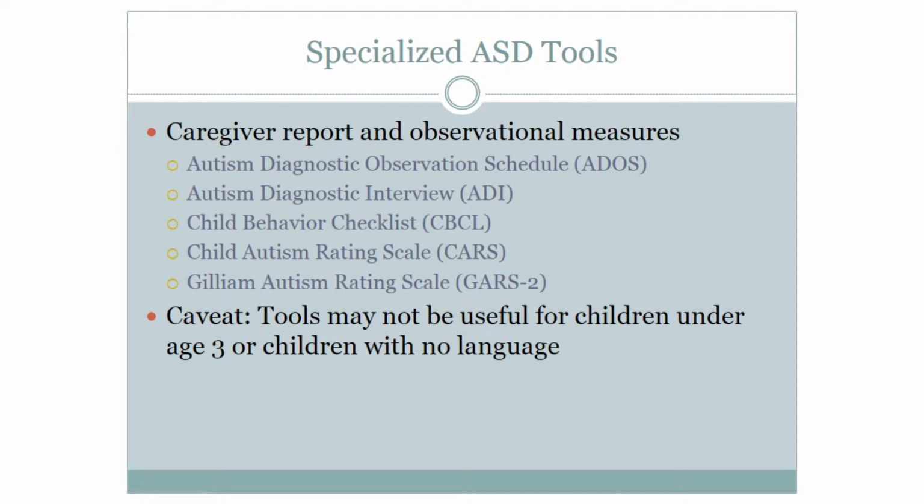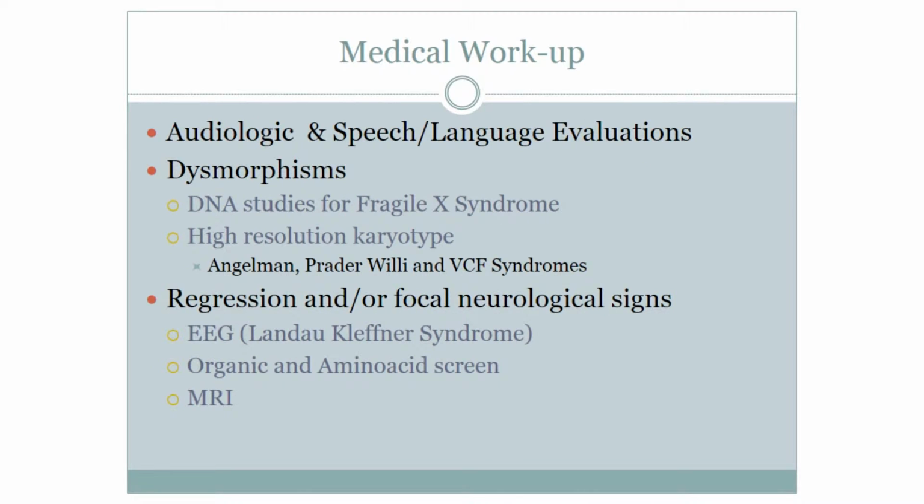We look at observational tools, no different than the ones that we use in ADHD, where caregivers are providing observations. The problem is, these tools are not always very effective on children under the age of 3, particularly children that have no language, because a lot of the things are going to come out positive. So this is where the clinician's intuition and experience is going to play a role in the diagnosis of the child. We may get audiologic and speech language evaluations.